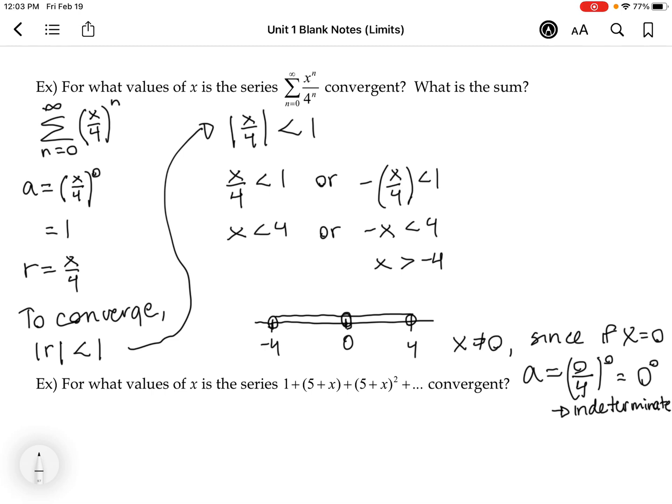Okay, so what are the restrictions on x? For what values is the series convergent? The values would be negative 4 is less than x, which is less than 4, comma, x cannot equal 0.